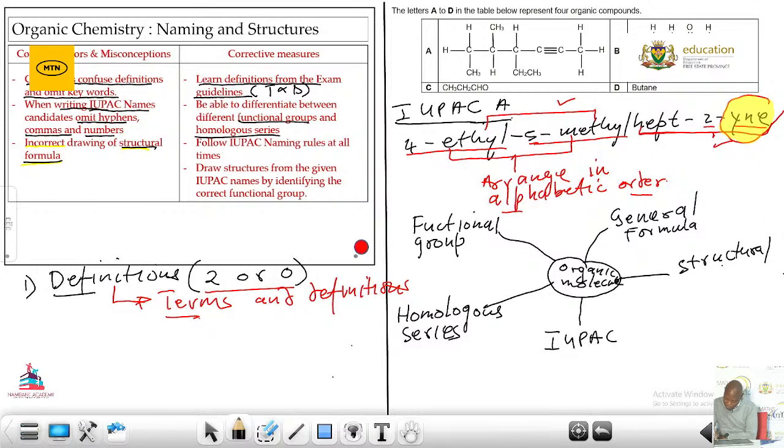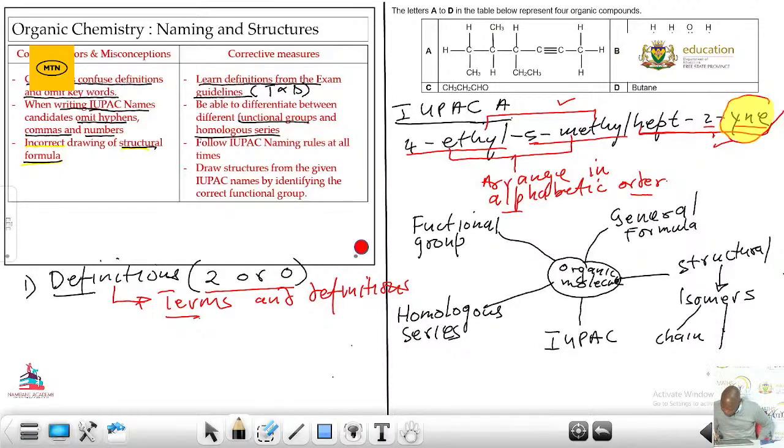But from the structural formula, I can further move and say, do I need now to know anything about the isomers? Definitely, I need now to know something. So what does this say to me? It says I can have my chain, I can have my position, and I can also have my functional group. So all the questions related now to naming and structures will follow these seven pillars.